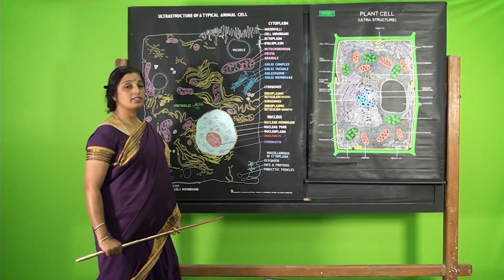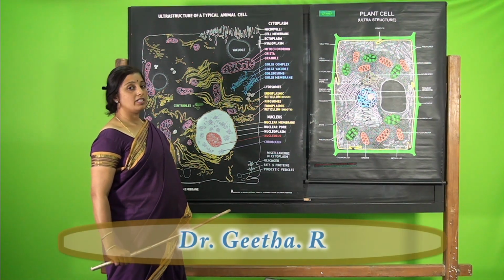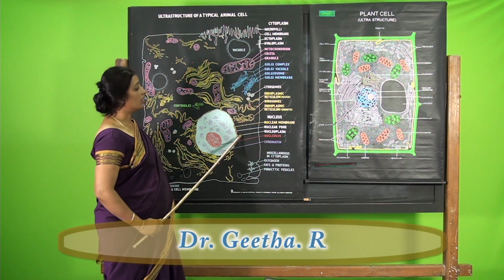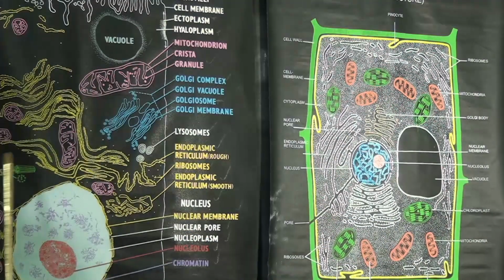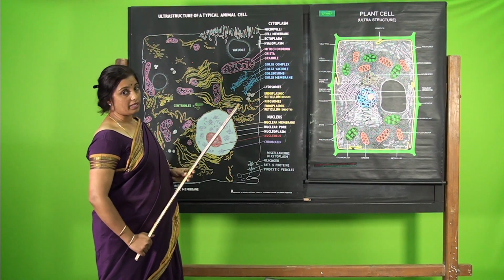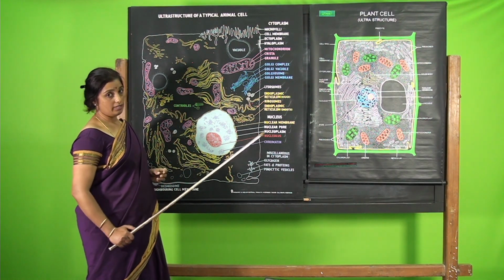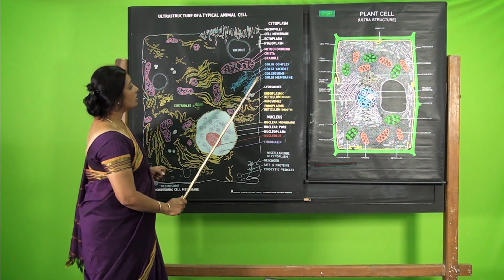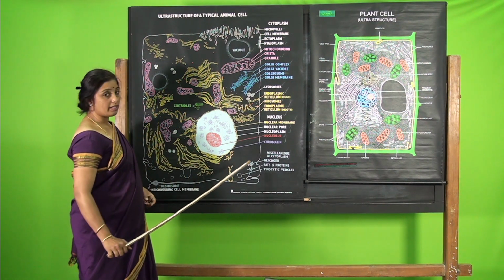We have learnt the ultrastructure of a typical cell in the previous classes. Today we shall compare and contrast an animal cell with that of a plant cell. Since both of them are living beings, they share so much in common that we are going to list it now. One thing is, both the cells have got a cell membrane as its covering.